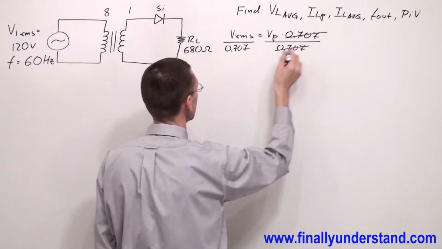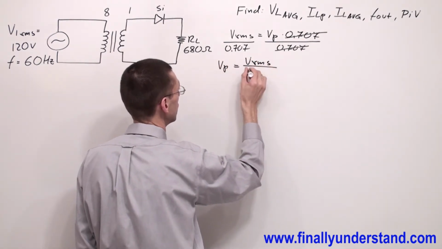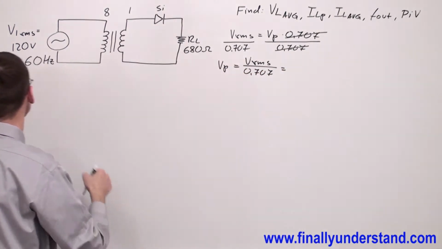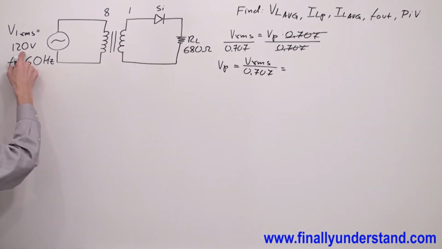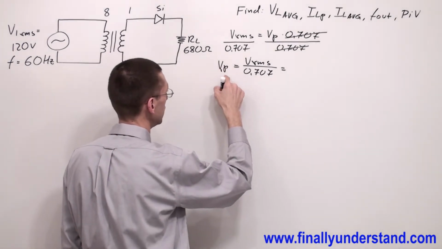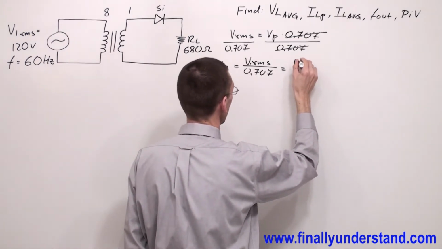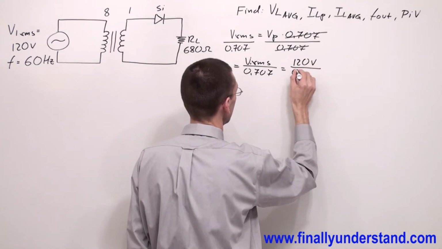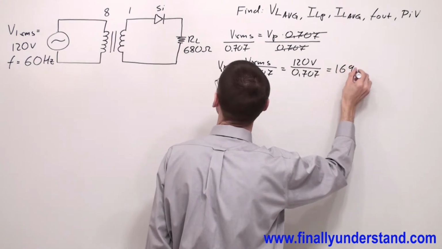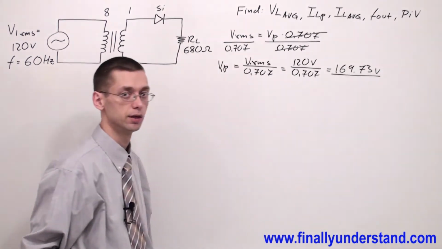0.707 and 0.707 will cancel out, and I'm going to have voltage peak is equal to VRMS over 0.707, where my primary voltage RMS is equal to 120 volts. That's why I'm going to say V1 peak, primary voltage peak, is equal to V1 RMS over 0.707, which is equal to 120 volts over 0.707, which is equal to 169.73 volts. This is my primary voltage peak.